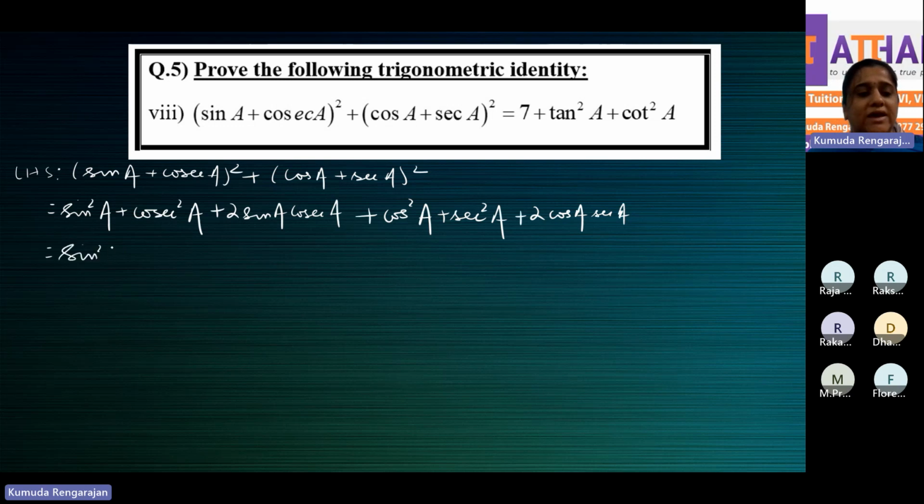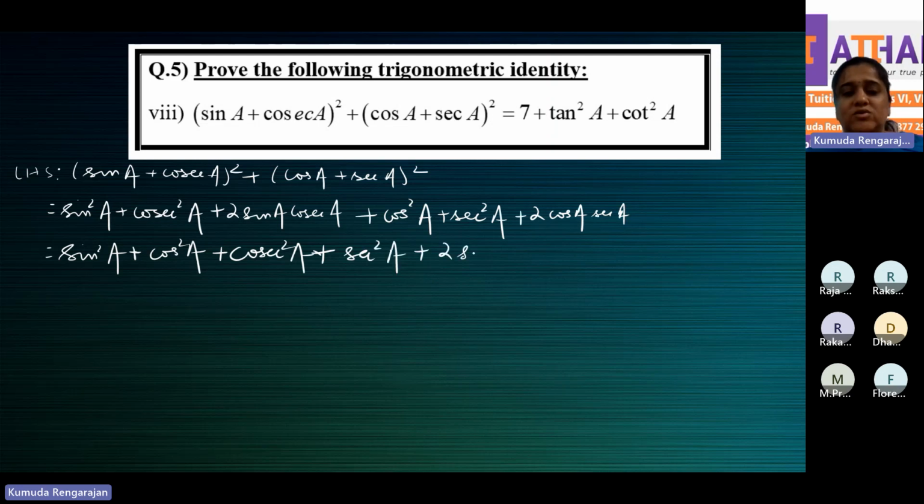So sin square A plus cos square A, correct, is 1. And then we'll just write cosecant square A and secant square A as it is. Actually, we can change here itself, but I'm not. And then plus 2 sin A cosecant A. This is only rearranging, children. Though you can change in this step, I'm not changing.